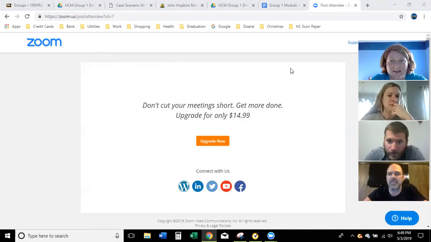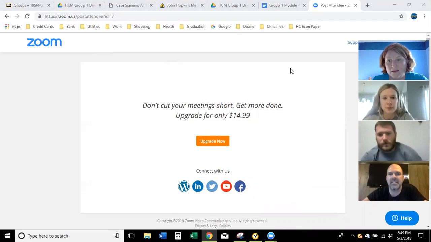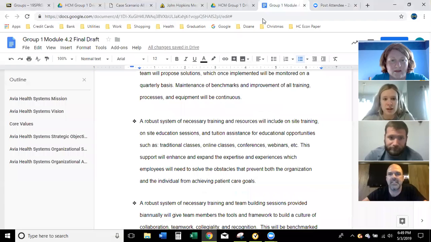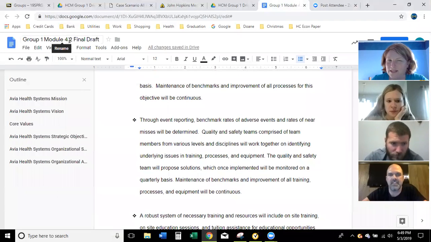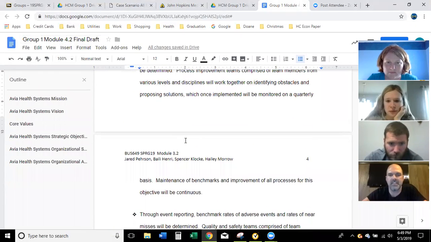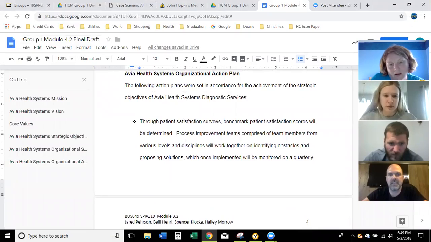All right. I'm happy to turn the mouse controls over to whoever, because I'm not the best typist. I did pull this up. It says 4.2 because I didn't rename it when I saved it, but this is our last one we submitted for the discussion. Okay.